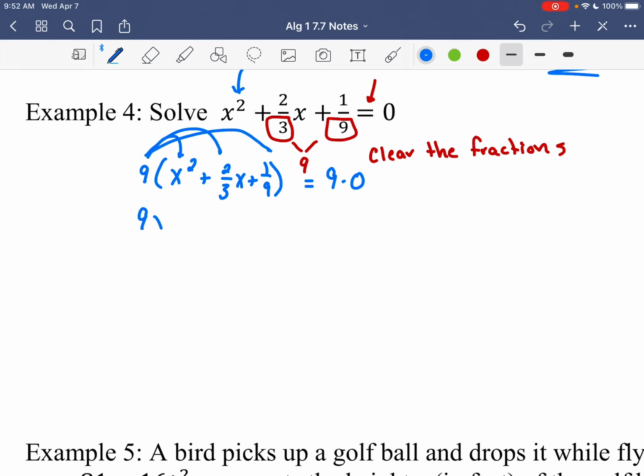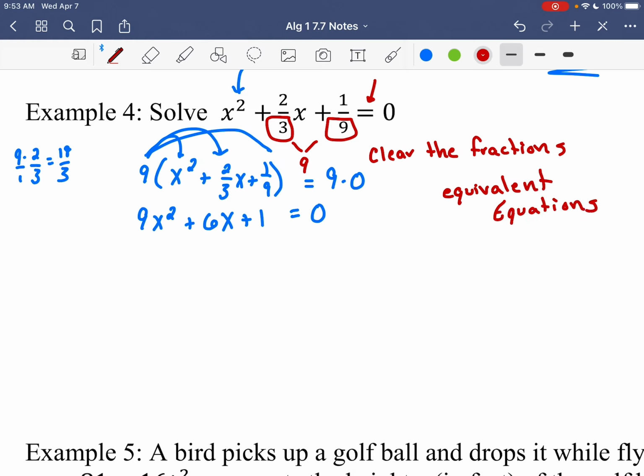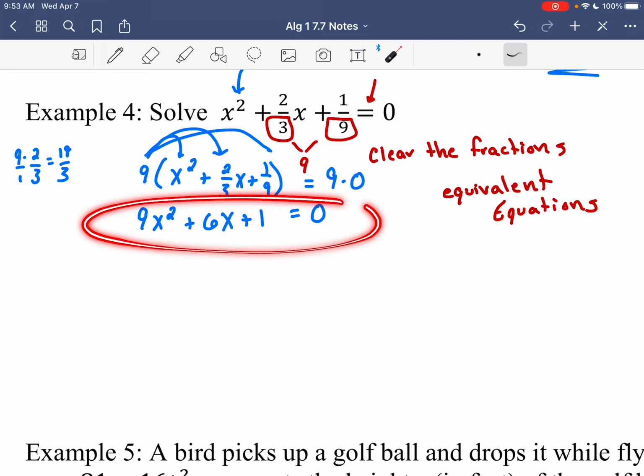So 9 times x squared is 9x squared. Then I need to take the 9 times the 2/3, which ends up giving me 9 times 2, 18/3, which is just 6, so 6x. And then 9 times 1/9 is just 1, equals 9 times 0, which is 0. So what I've done is I've created what we call equivalent equations. Equations that are going to have the same solution, which is what we're trying to find, but that look different. Okay, and so this one has all kinds of messy, crazy fractions, but this one's nice.